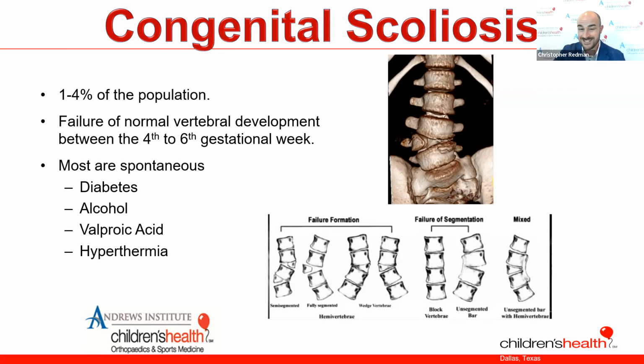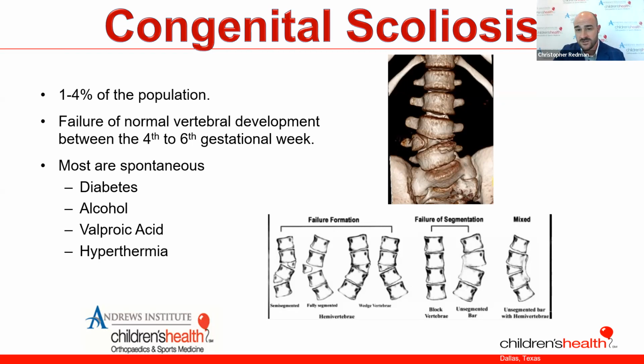This actually acts as a tether, preventing growth on that side, allowing the other side to grow, which can lead to a significant curvature. The worst case scenario is when we have a mix of the hemibar and the hemivertebra, where one side has a bar and the other side has a hemivertebra. This can lead to a rapidly progressive curvature, and this can be very devastating for young children.